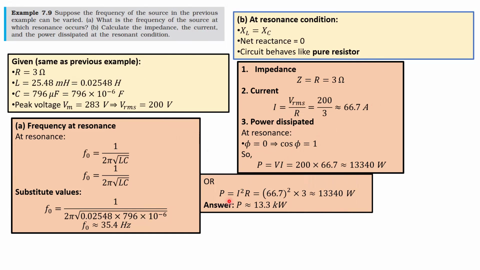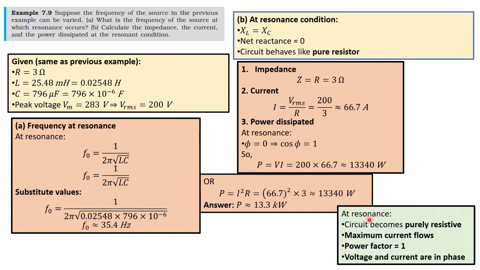Okay. Can you use this formula? Yes, power equals I square into R. Resistance is given. IRMS value is 66.7. In the previous question, I explained how we can use this formula, right?